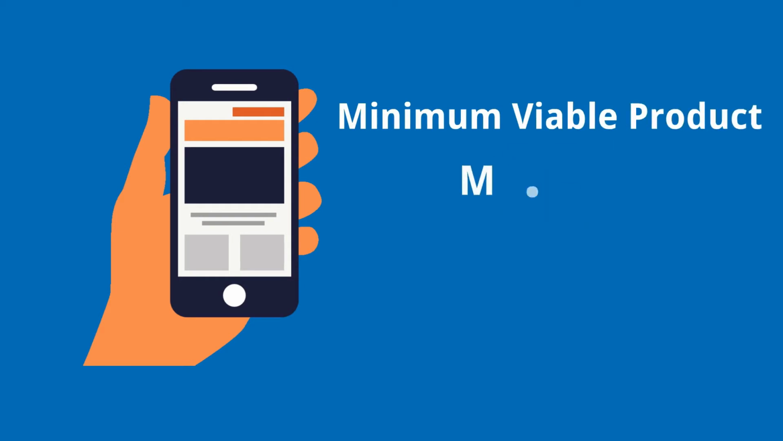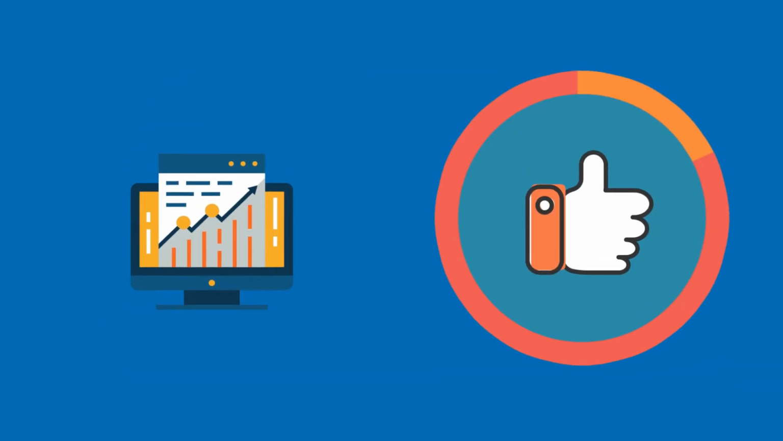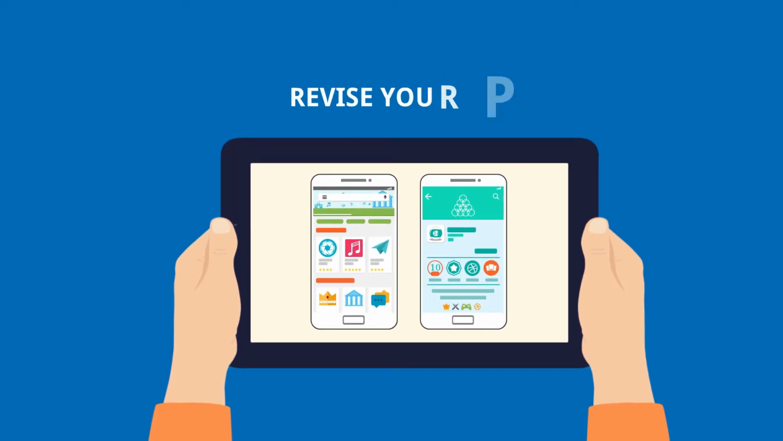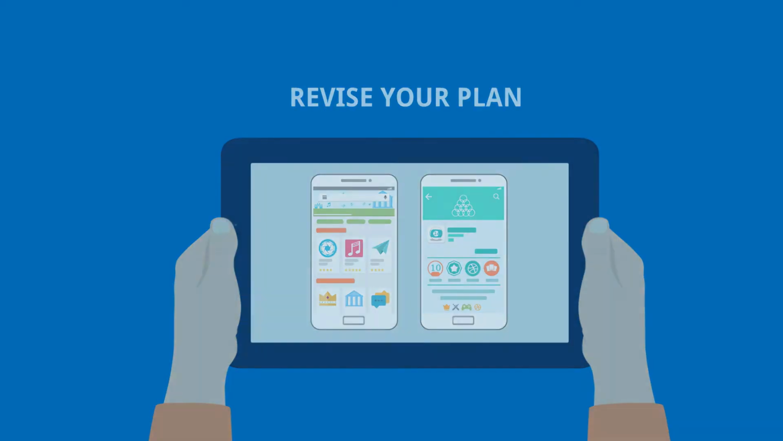You can even use the idea to build a minimum viable product, MVP, instead, which enables you to understand whether you are on the right track or not. If there are already similar apps available offering exactly what you intend, then you may revise your plan and find some unique features that stand out from competitors' apps.